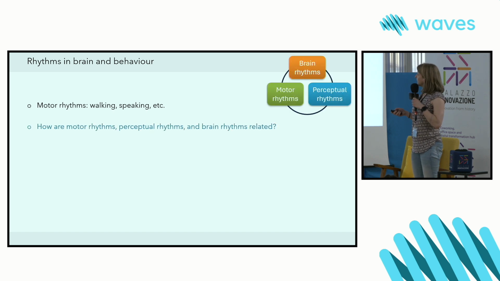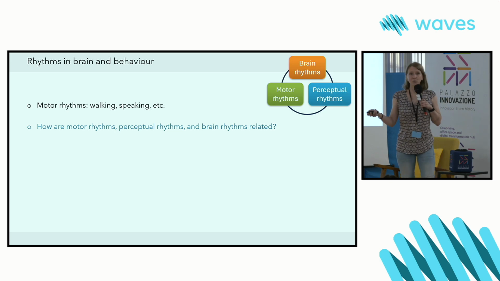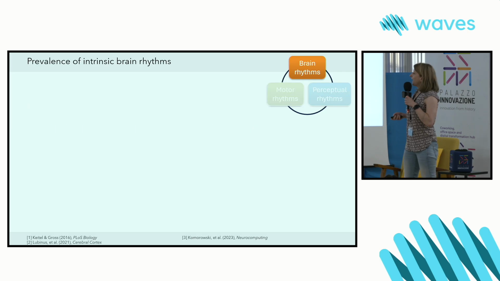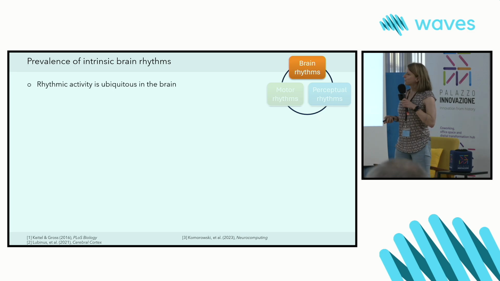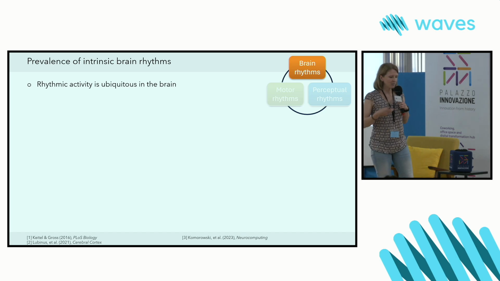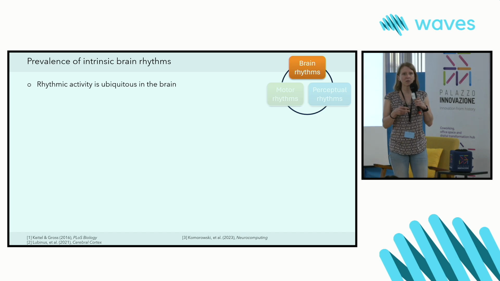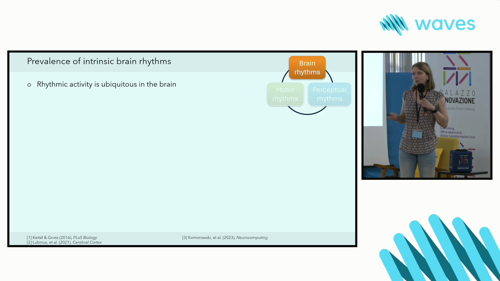And specifically, I want to talk about how these motor rhythms might be connected to our perception, to our perceptual rhythms, and how brain rhythms might factor into that. So I want to start with brain rhythms because these are my favorite. So we all know that rhythmic activity is ubiquitous in the brain. So whether we use EEG, MEG, ECoG, we find brain rhythms in different frequency bands everywhere.